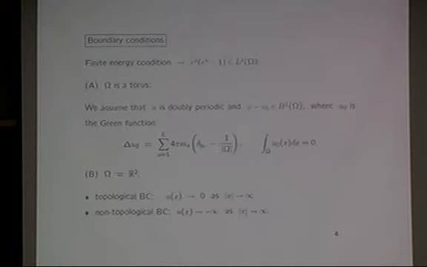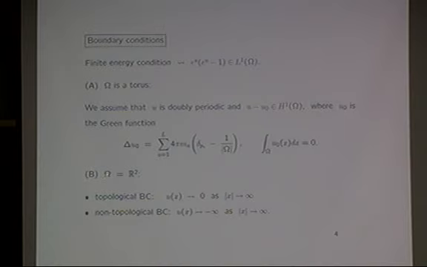Since we are looking for the finite energy condition, we require that the nonlinear term must belong to L1 space. So we must impose various boundary conditions on the solution u. If omega is a torus, then we simply assume that u must be doubly periodic with respect to the domain, and u minus u0 must belong to H1 space. Here, u0 is some normalized Green function.